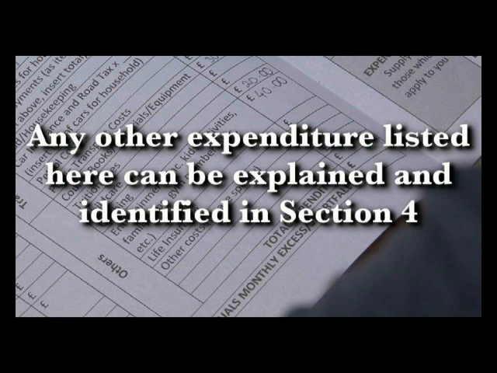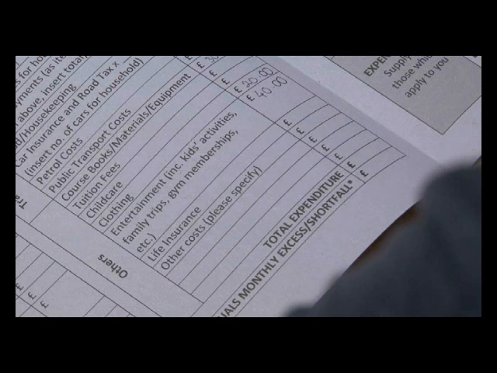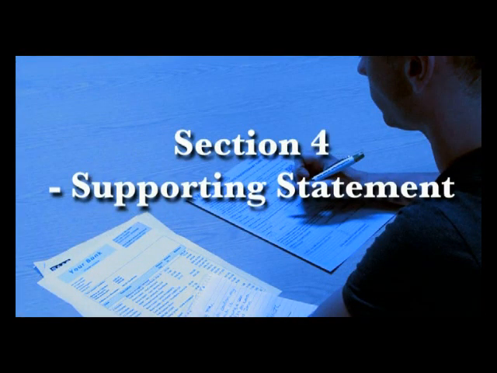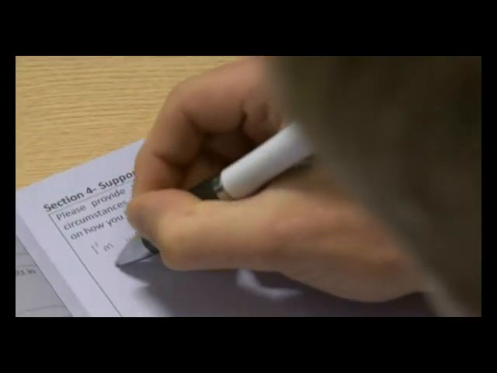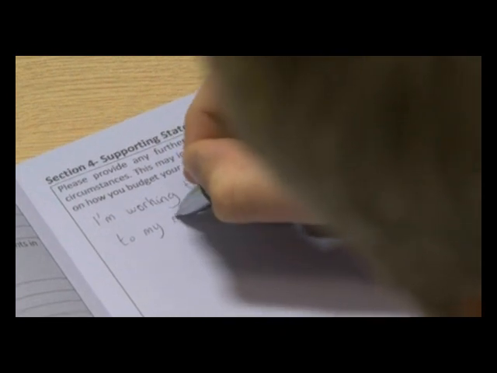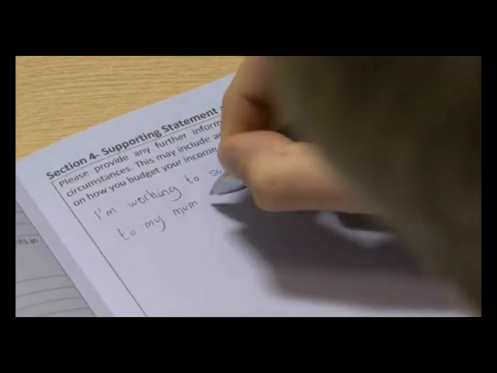Please remember that school lunches, travel costs and entertainment costs have already been accounted for in other items on the expenditure list. Section 4, Supporting Statement. You should use this section if you would like to further explain anything you have listed in your income and expenditure. You can also use it to provide information on any extenuating circumstances that you would like us to know about when processing your application form.